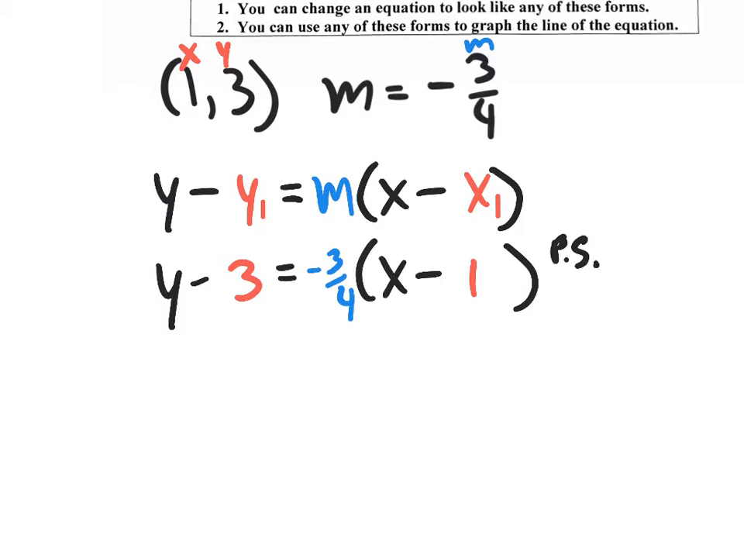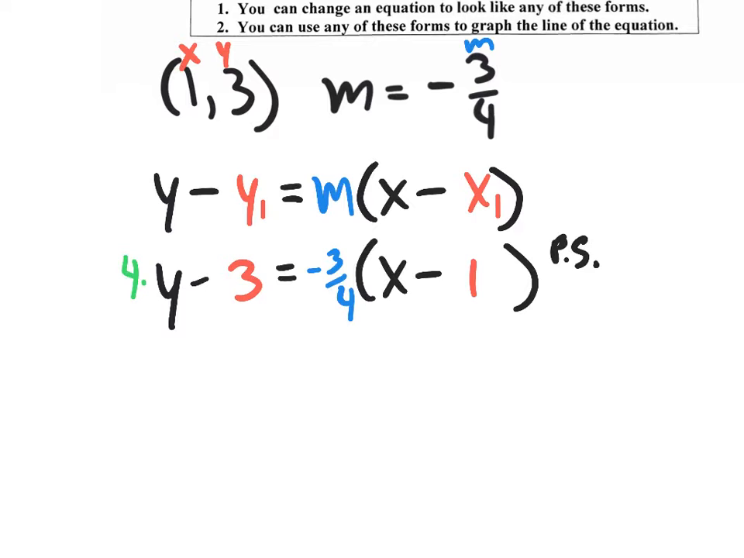Now let's say you don't like fractions, right? And you don't want to be dealing with multiplying fractions. You don't have to deal with it. You could get rid of it by multiplying everything by the denominator 4, right? Or maybe instead of slope intercept, maybe you want to do standard form first. It's up to you, right? Ultimately, you want to get so good at this where you could change it to any of the three forms. So you could multiply everything by 4 to get rid of the fraction 3/4.